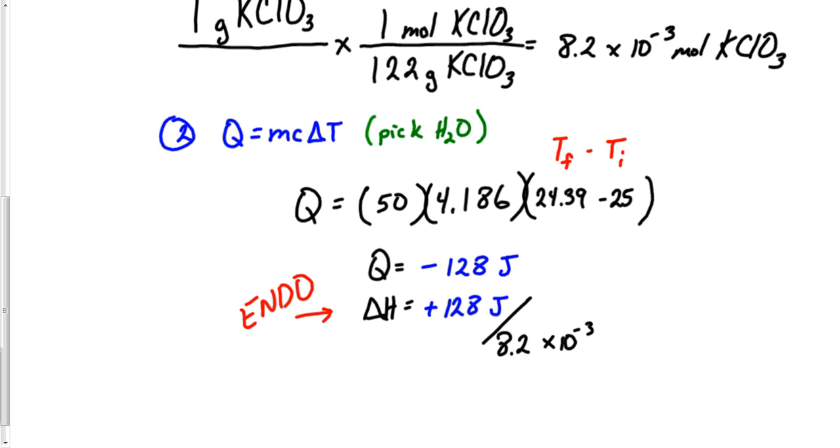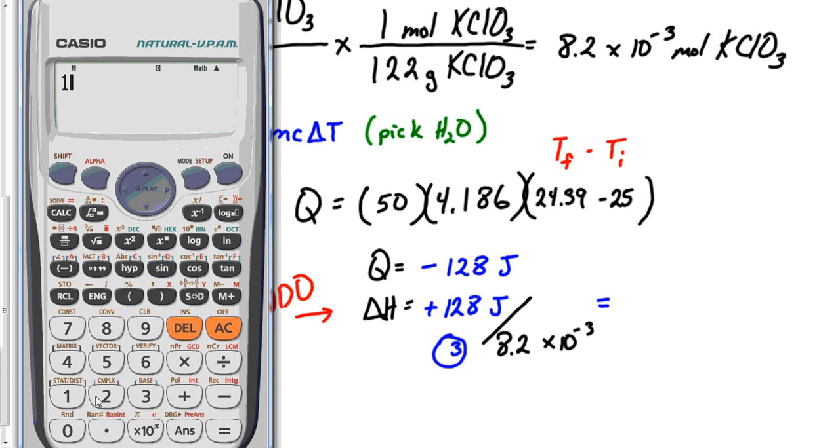And if you're getting mad at me because I didn't write like a formal step 3, here you go. Step number 3. Just divide your answer by that mole. Because here's the thing. You found delta H for this tiny little 82 10,000ths of a mole. I want to know what this is for a whole mole. So I'm just going to divide this by the moles now. And again, I need a calculator for that. So 128 divided by 8.2 times 10 to the negative 3, and there's my answer.